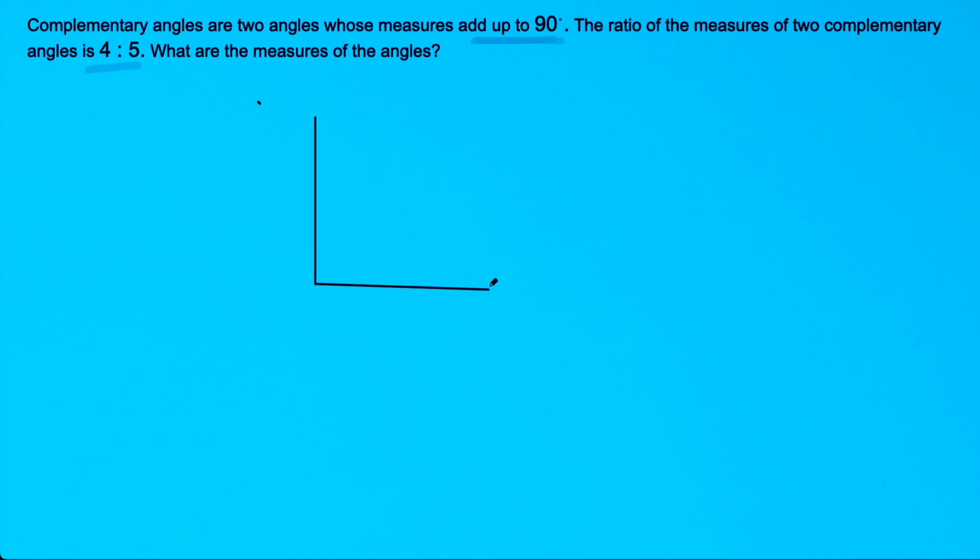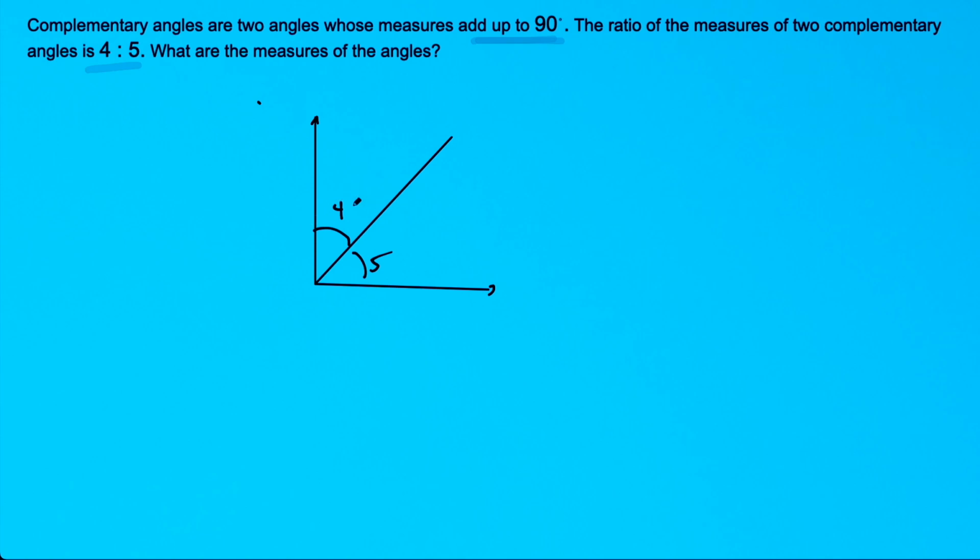So this sounds a bit different because typically, if you're trying to find the missing angle, you're given at least one of the angles. We're not given either. We're just given the ratio, right? It's not 1 to 1. If this was 4, this would be 5. But this is clearly not 4 degrees.